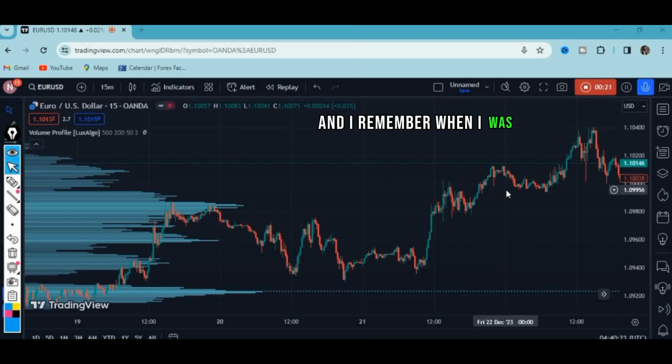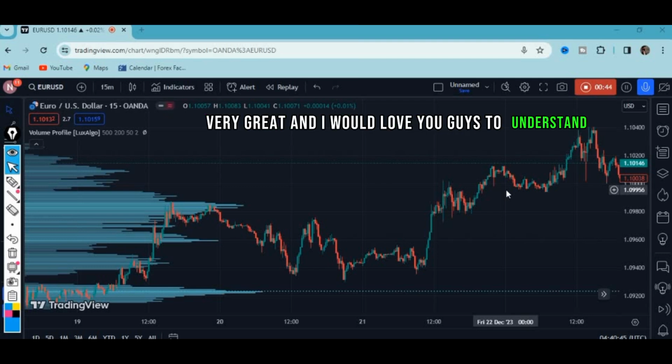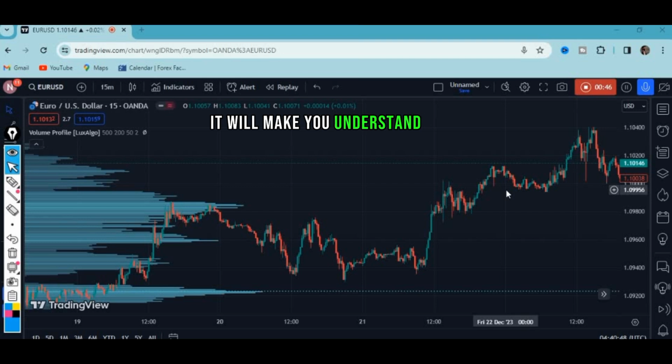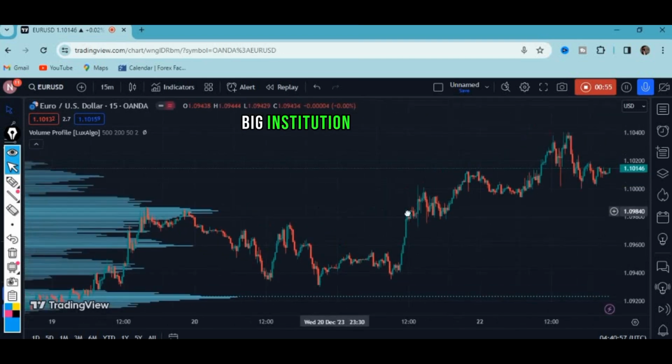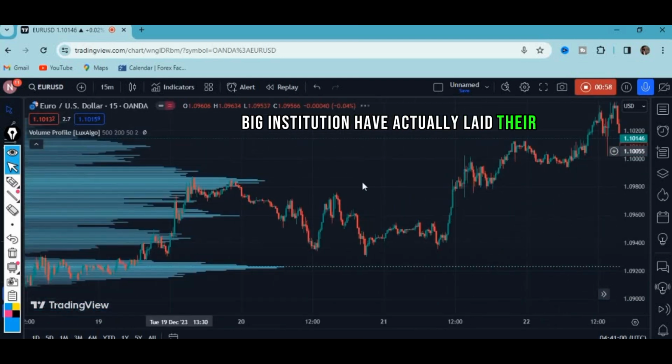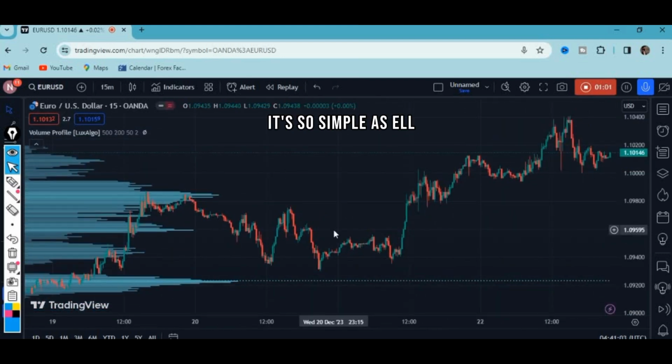I remember listening to one of the top creators of this kind of volume profile. He was saying this is whereby you will know institutional levels in the market, or rather institutional areas. Volume profile is very great, and I would love you guys to understand this. It will show you the highly traded volumes where smart money or other big institutions have laid their orders. And guys, it's so simple to understand this even without this kind of volume profile, because it's very much visible on your chart.